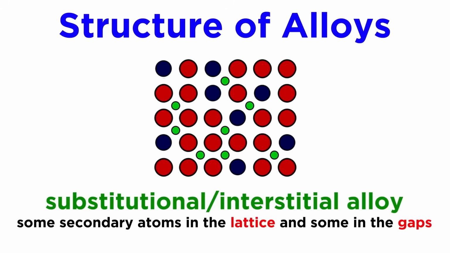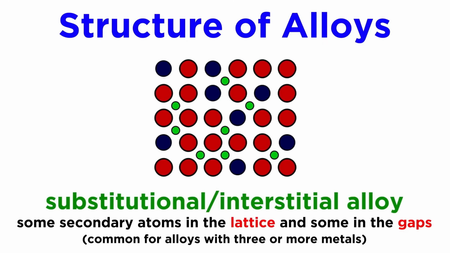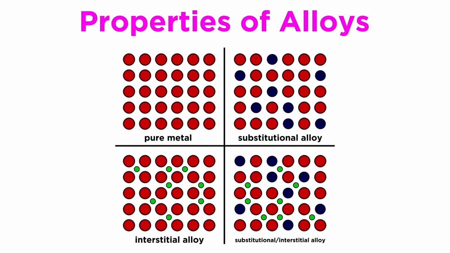And then finally, there are substitutional interstitial alloys which combine both of these structural features, with some atoms replaced by atoms of another element and atoms of yet another element found in the interstitial locations. This is quite common for alloys containing 3 or more metals, as each of them may be of a totally different size. These different structural arrangements can result in different properties for the alloy.